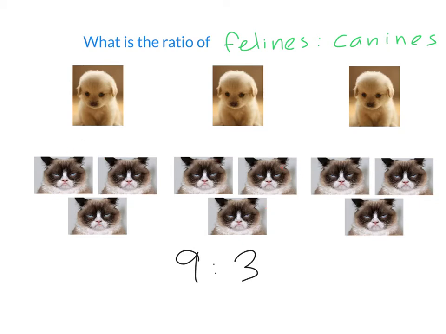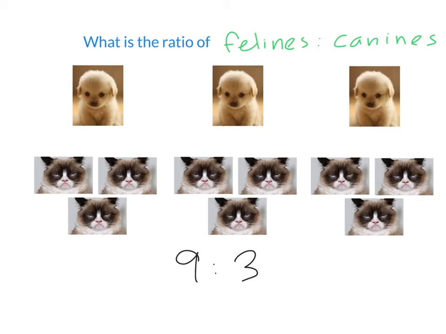parts. Now, if I was asking you as a whole, right here as a whole, how many animals are there? There are 9 cats, 3 dogs. As a whole, there are 12 animals. So now I want you to do a part to whole ratio. If you can tell me how many canines to animals there are, so let's change this up.